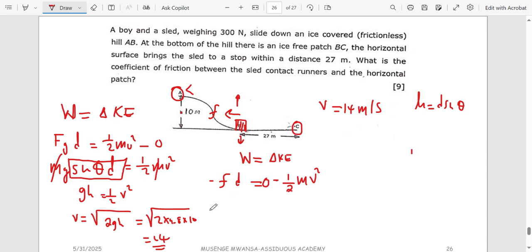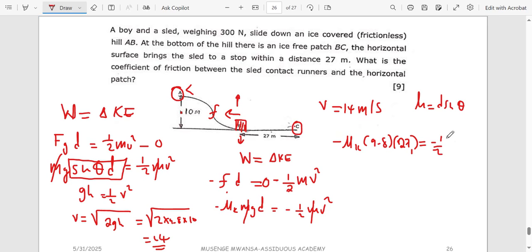Work done by friction is always negative work. So where there is friction, we put the coefficient of friction times the normal force. On level ground, the normal force is mg, times the distance, and that will be equal to negative half mv squared. This mass will cancel with this mass. So substitute now negative mu k, g is 9.8, the distance covered is 27, and that will be equal to negative half, the velocity at this point we've already calculated, that's 14 squared.